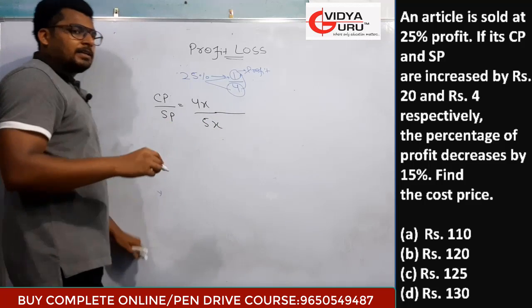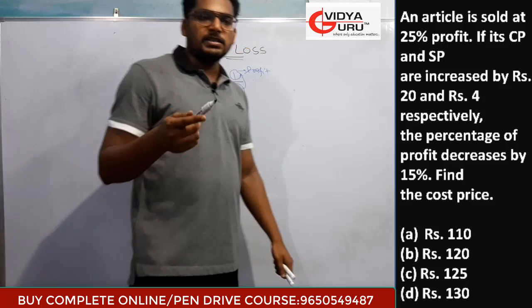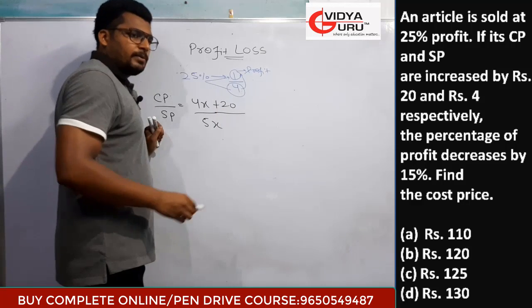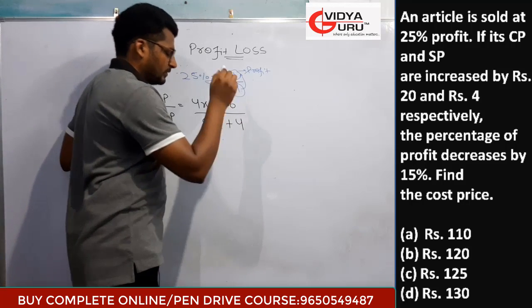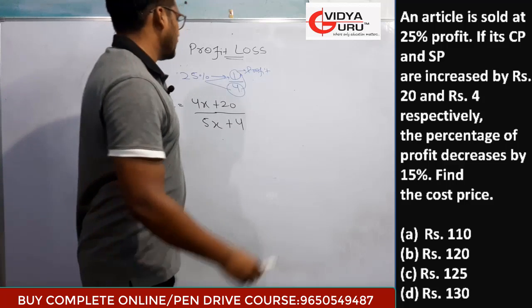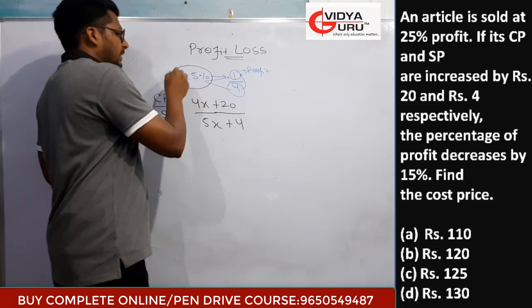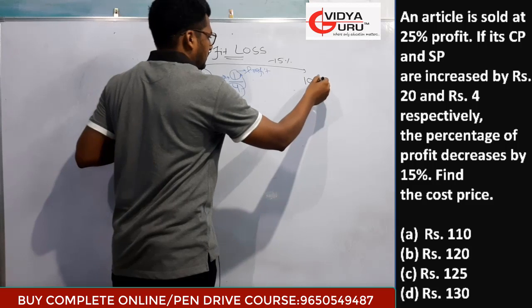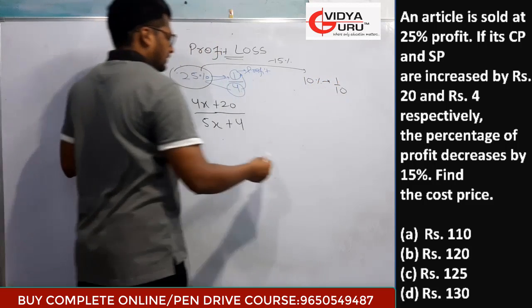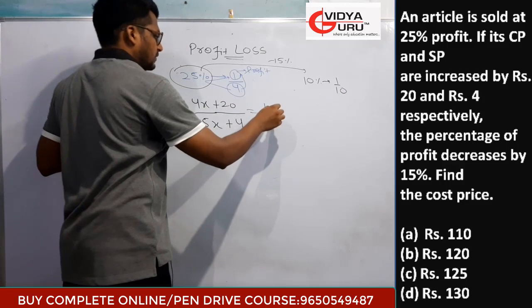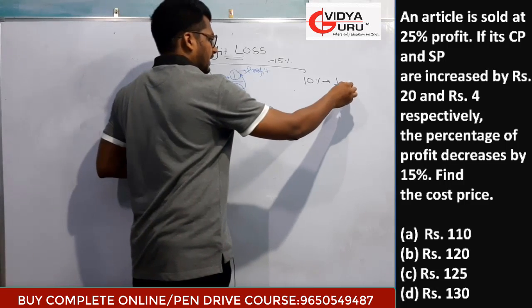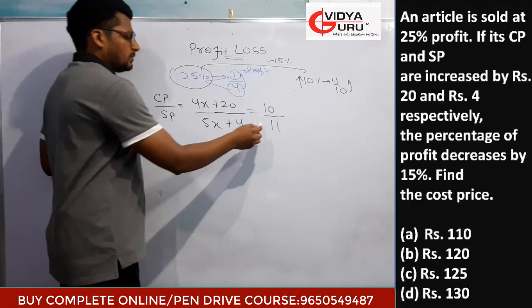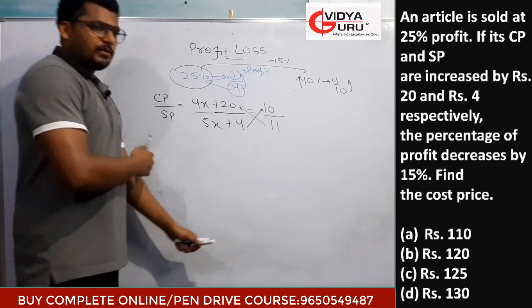The question is further saying CP and SP both are increased by 20. CP is increased by 20 and SP is increased by 4. Then the profit decreases by 15%. Earlier the profit was 25% and now it is decreased by 15%, which means now the profit is 10%, which is equal to 1 by 10. So now the CP will be 10. And what will be SP? If profit is there, 10 plus 1, 11. Now we just need to cross multiply and find the value of x.